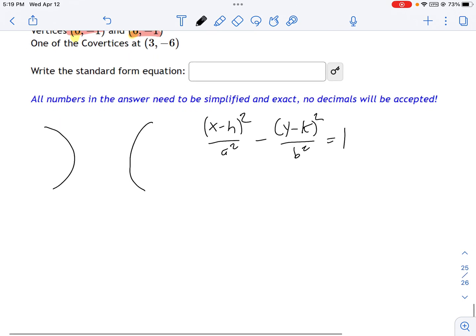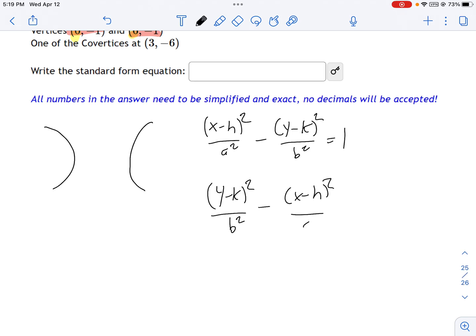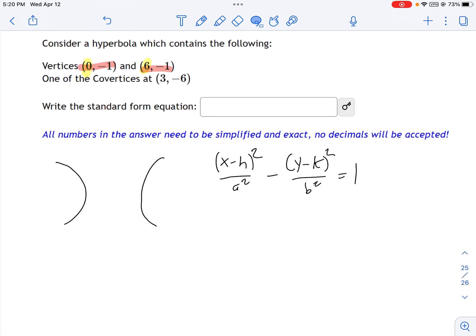If you wanted a vertical hyperbola, all you need to change is to make the (y minus k) squared over b squared the positive term, and then (x minus h) squared over a squared would be the negative term. That's the only difference between a vertical and horizontal hyperbola. So we'll be using our horizontal equation because we have a horizontal hyperbola.